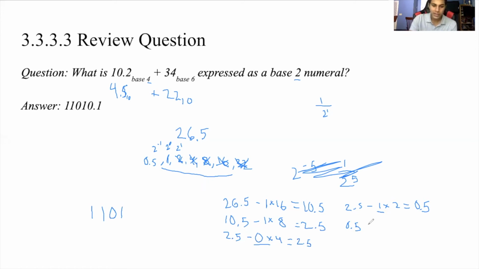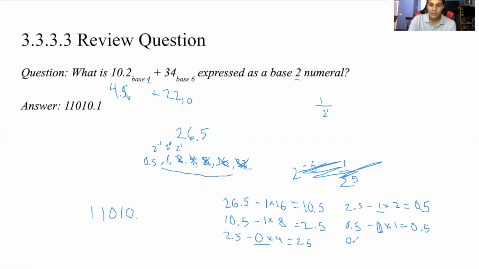So 1 evidently goes into 0.5 0 times because it's less than 1. So 0 times 1 equals 0, leaving 0.5 remaining. And so in the 1's place, we put a 0 because it went into it 0 times. And then we still have 0.5 remaining.